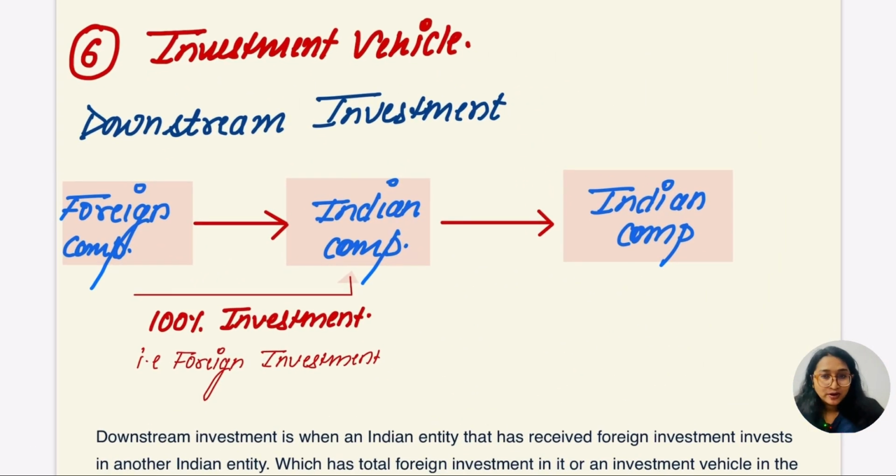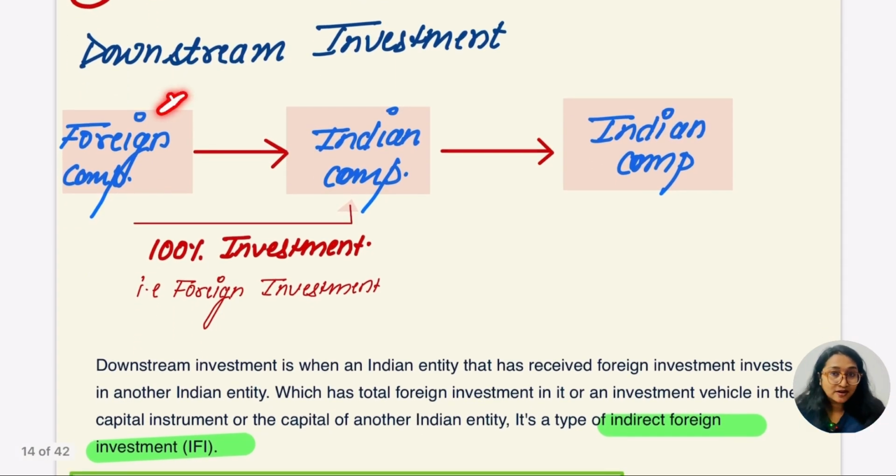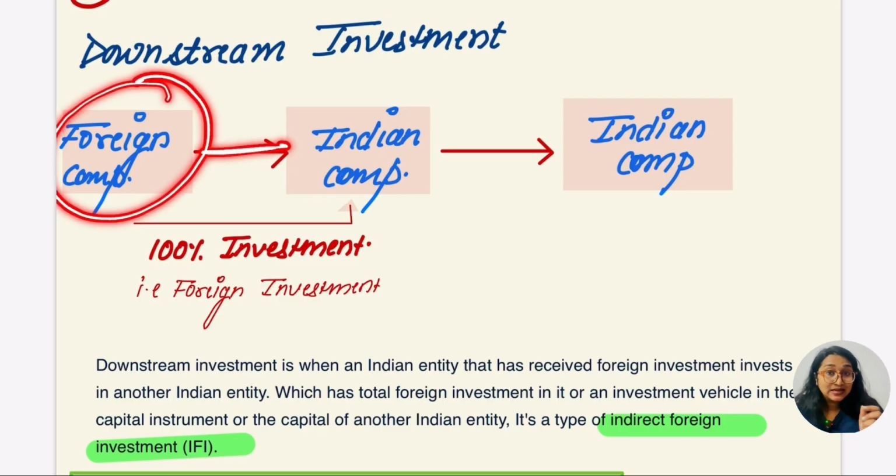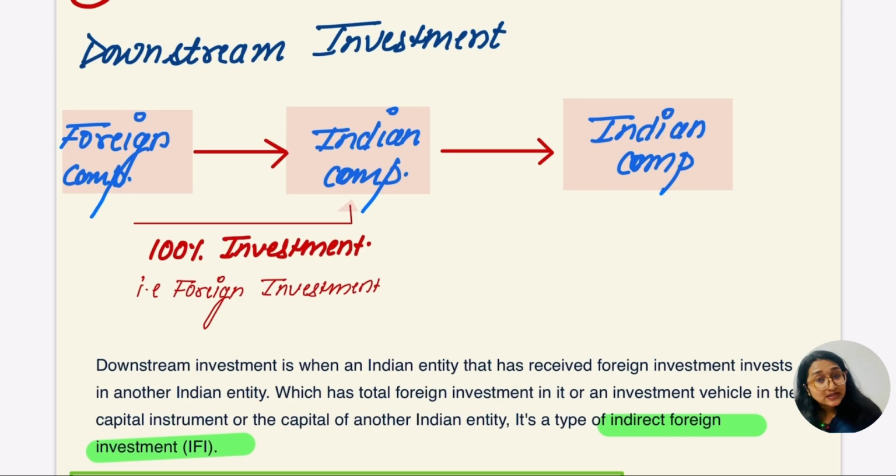Now comes the main point. What is this? Investment vehicle. Here the term used is downstream investment. So with the help of an example, let's understand the meaning of downstream investment. Here is the foreign company. Now this foreign company is going to invest in the Indian company, and the investment made by this foreign company is going to be 100% investment. So this is the foreign investment, as the investment is wholly done by the foreign company.